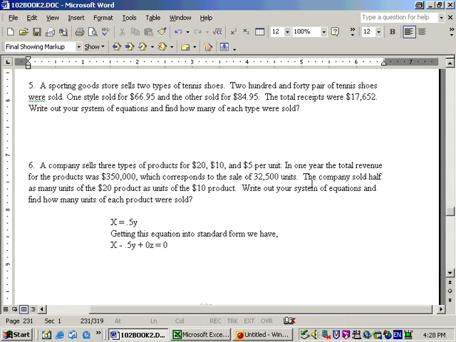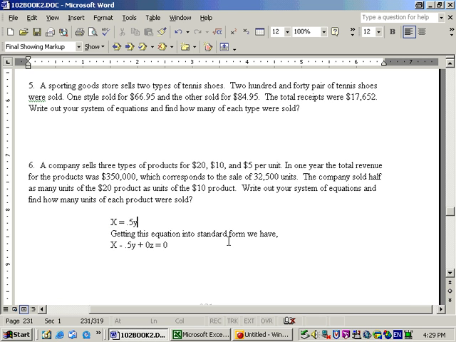The third one comes from the fact that the company sold half as many units of the $20 product as the $10 product. That gives you this equation right here. The $20 product was X and the $10 product was Y, and you put the 0.5 or the 1/2 next to the Y. For example, if Y was 100, 0.5 times 100 is 50, so 50 of the $20 product. So this is the equation.